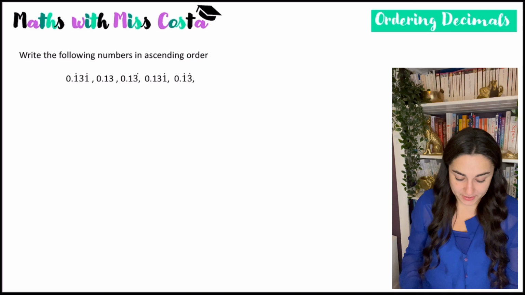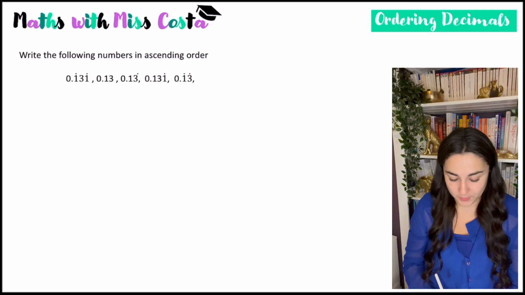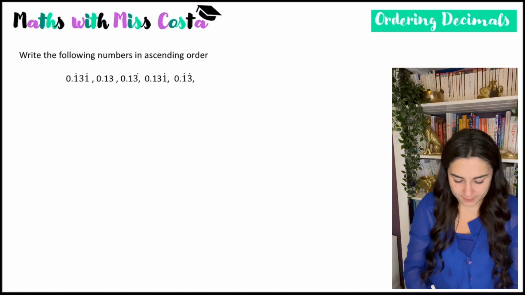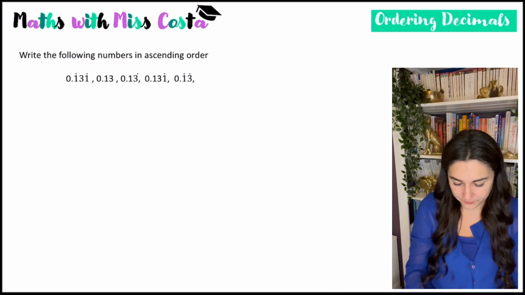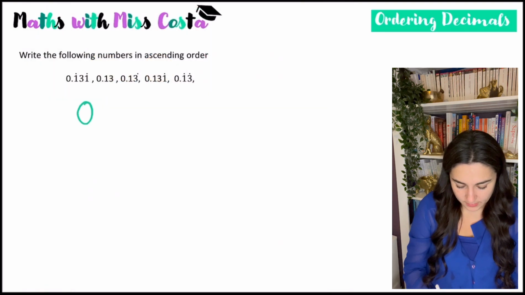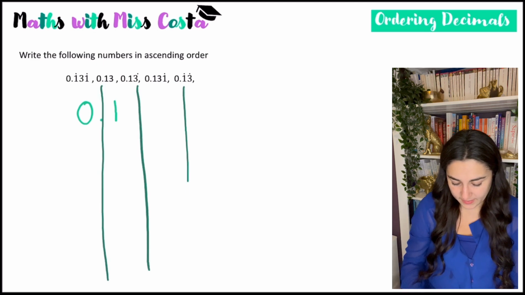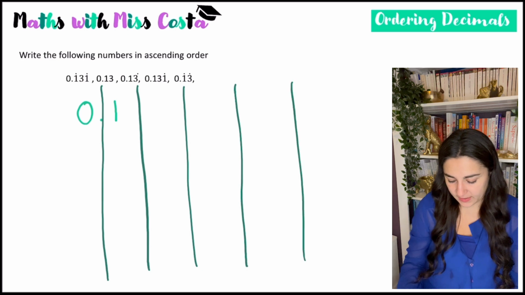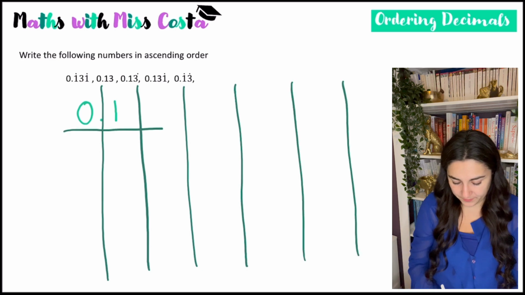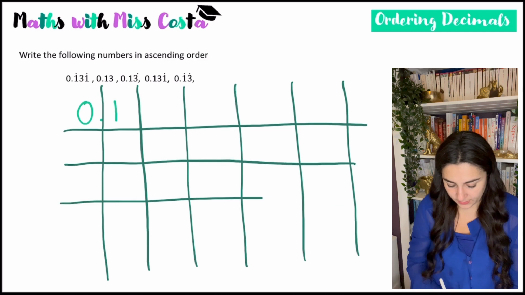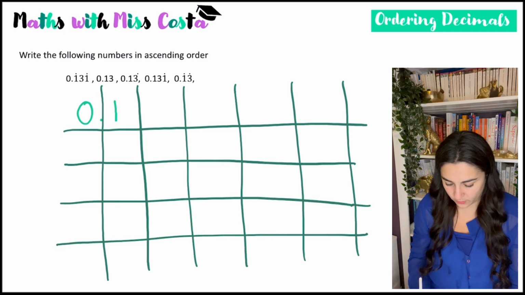Okay, so in this question I'm being asked to order decimals. So these are recurring decimals. So what I want to do is first of all just maybe set up a little grid where I can compare everything. Okay. So that's my first one. 1, 2, 3, 4, 5. So 1, 2, 3, 4, 5.